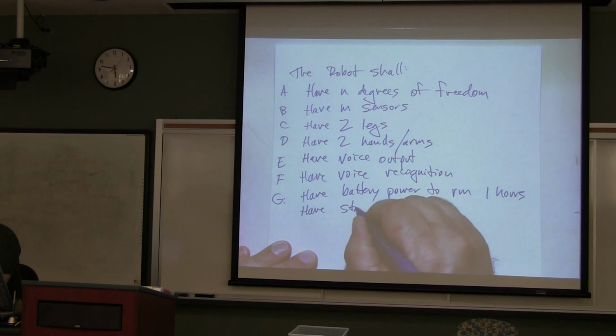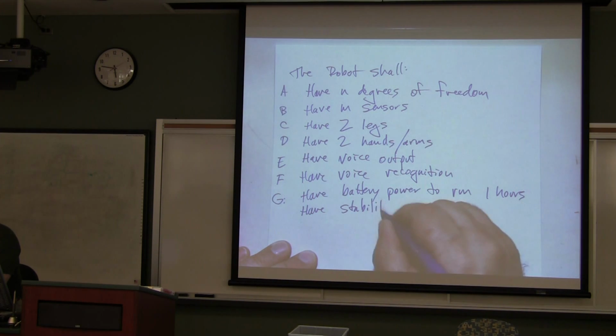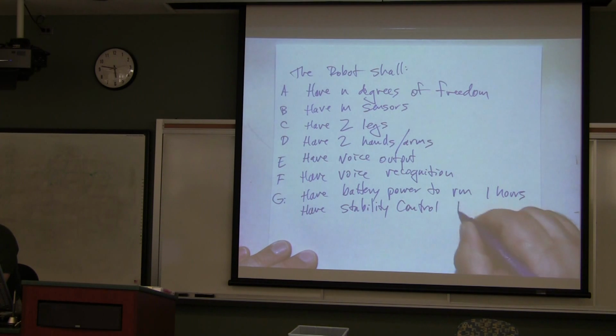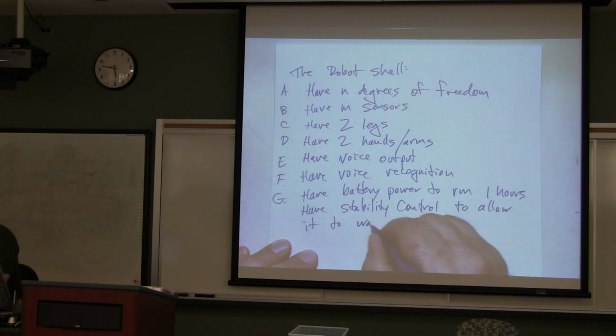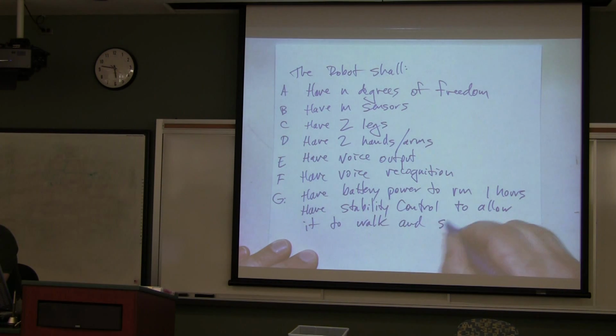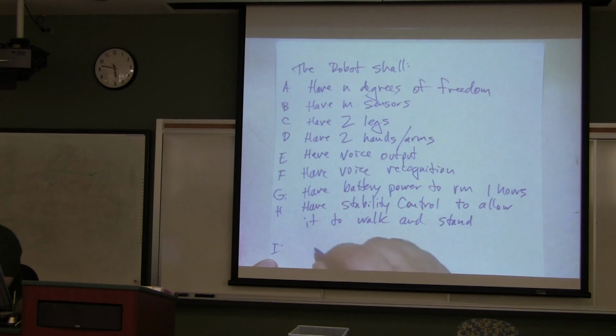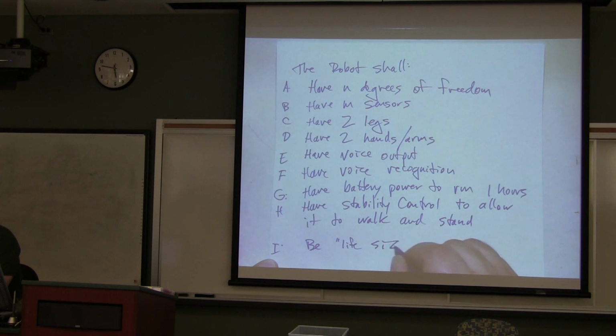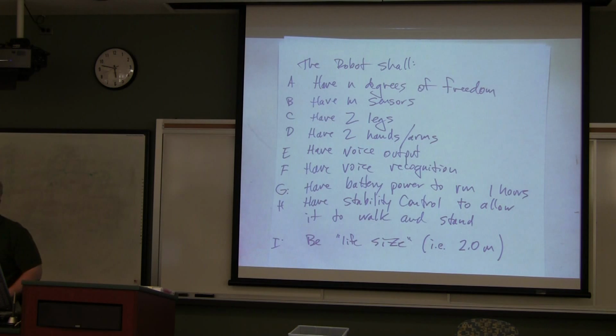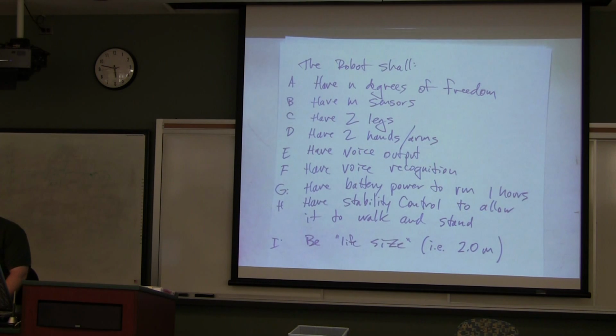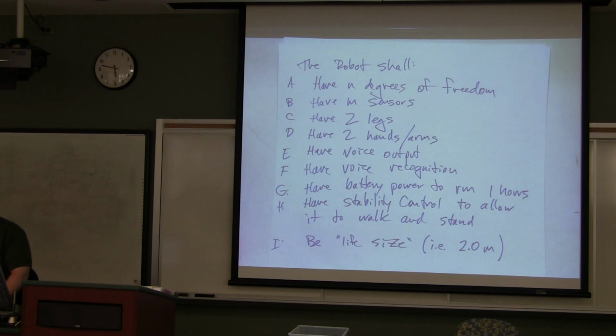Have stability control to allow it to balance, walk and stand. It must be life size, i.e. 5 foot 8 inches. Or 2.0 meters tall. I like big, tall robots. They're more menacing. That's like 6.5 feet.